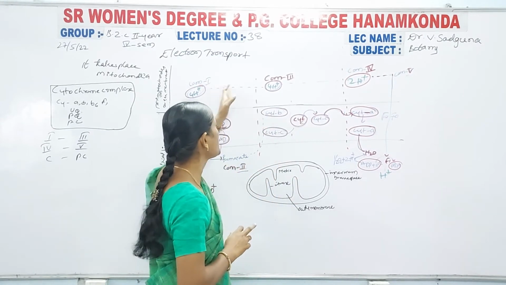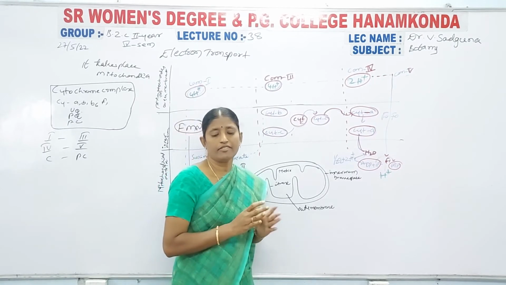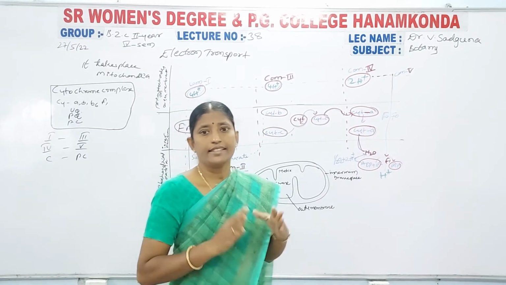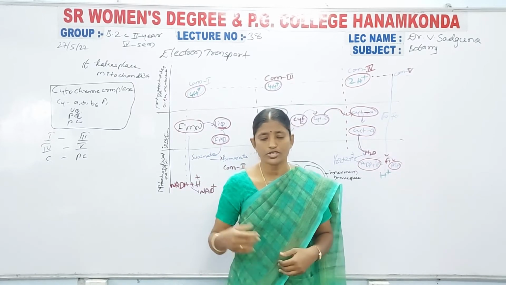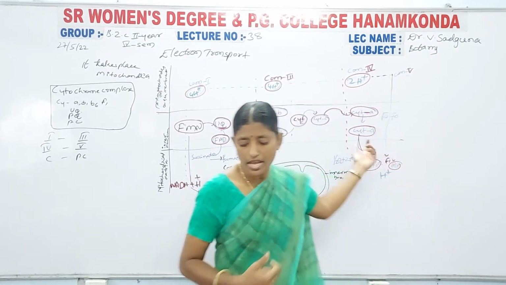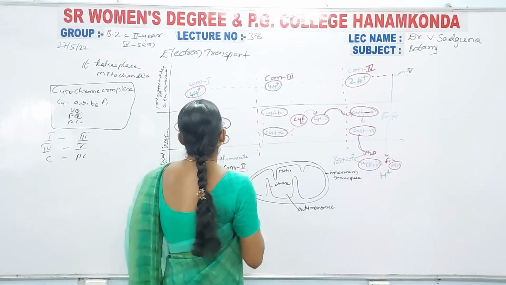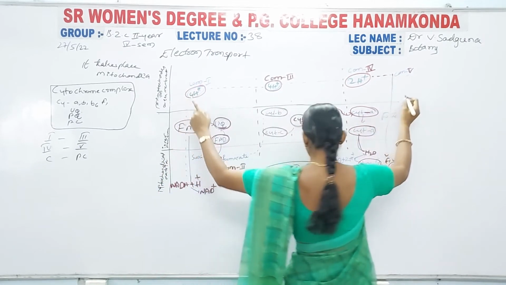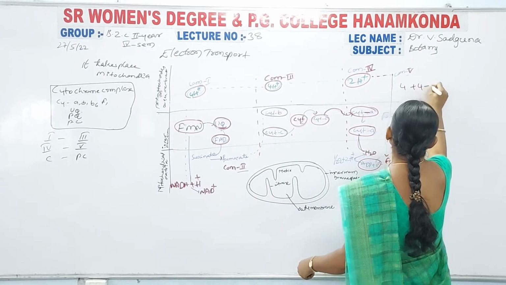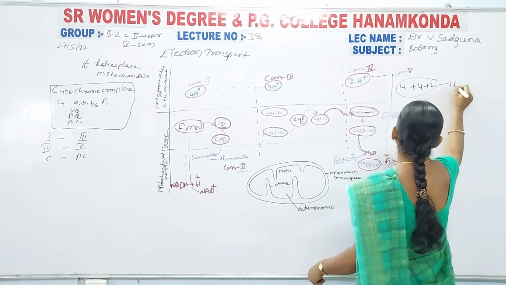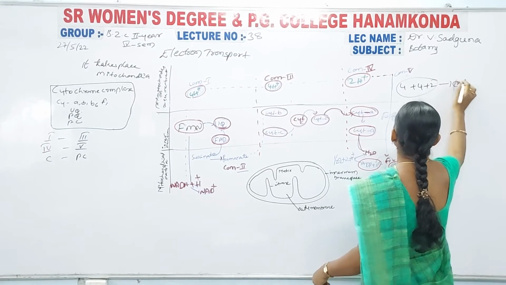Then 4H plus, 4H plus, then the conversion of the Krebs cycle. Then completing the Krebs cycle, it is almost 4 plus 2, in the intermembrane of the mitochondrial matrix. Then the 4 plus, then the intermembrane of the mitochondrial matrix. So almost all 10 of the mitochondrial matrices.